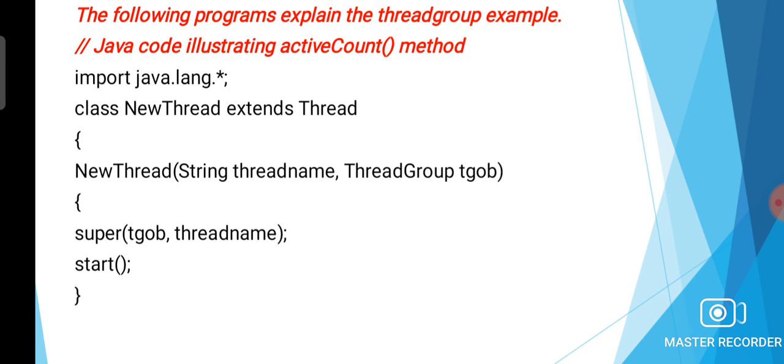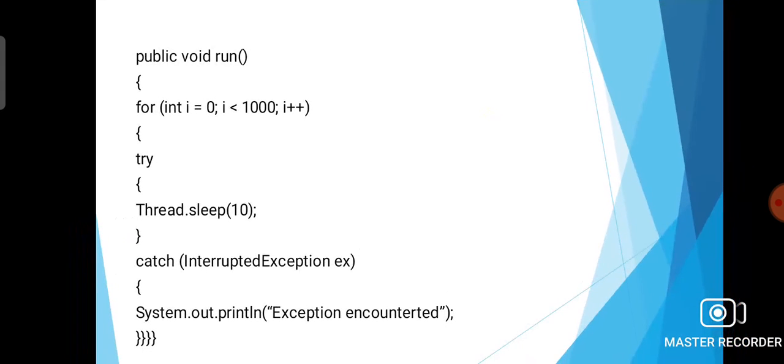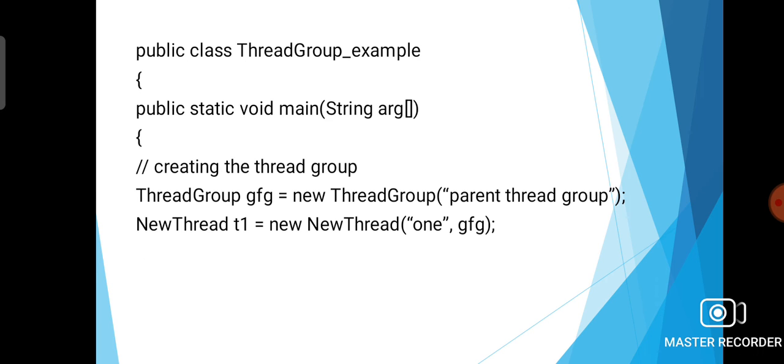Then we call the start method. Then in the run method, we have the for loop. Inside the for loop, we have the try block. In the try block, we are applying sleep of some time instance. So we are applying the sleep method to the thread, and our current thread will go to sleep mode for some given amount of time. Next, in the catch block, we are printing the statement "exception encountered".